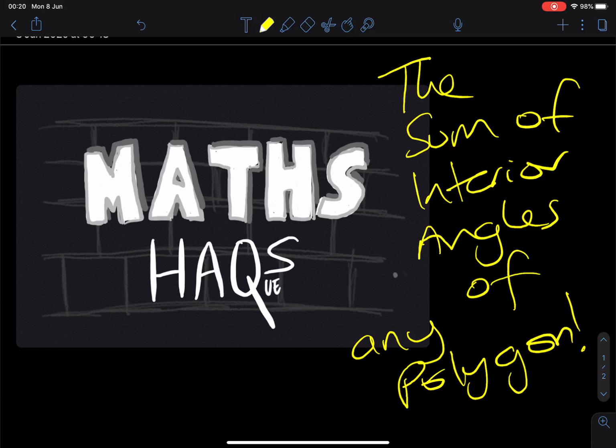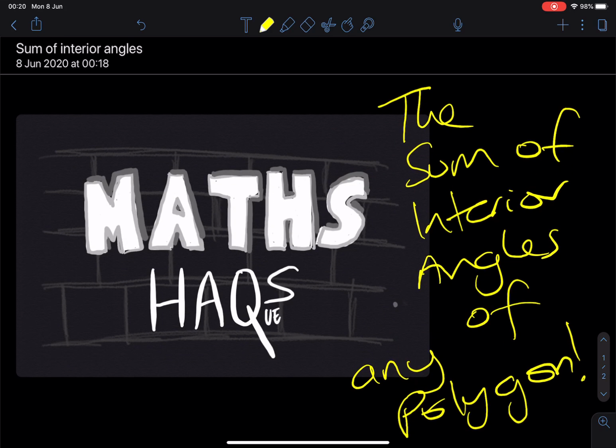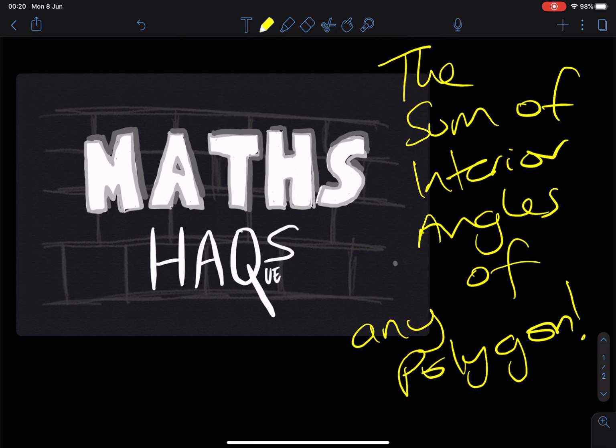We're gonna do a video on the sum of interior angles of any polygon. Now, what this means is we know that for example, the angles in a triangle equal 180. We know that the angles in a rectangle equal 360, but we don't really know why and how we can actually work out what angles add up to in any shape with any number of sides. Any polygon, there's actually a way to work out the sum of interior angles.